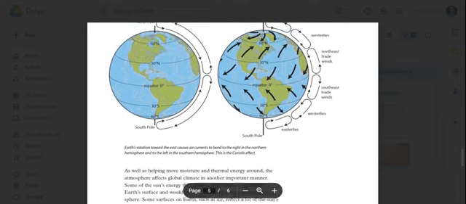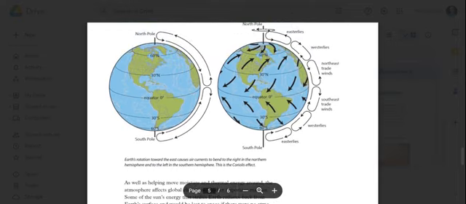The caption says, Earth's rotation toward the east causes air currents to bend to the right in the northern hemisphere and to the left in the southern hemisphere. This is the Coriolis effect. Remember, this is also seen with hurricanes. Hurricanes spin counterclockwise in the northern hemisphere.